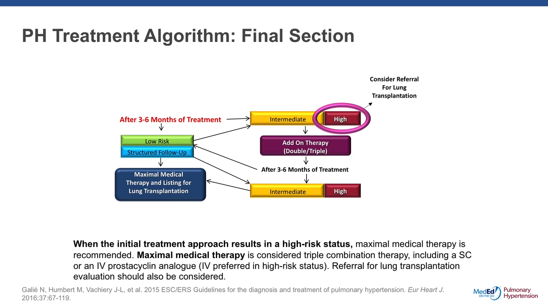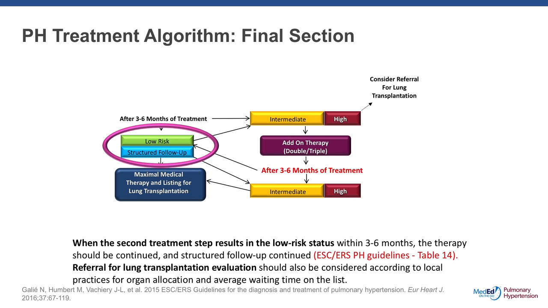So let's say you've done your first assessment after 3 to 6 months, you've escalated therapy if needed, and it's time to reassess them another 3 to 6 months later after your second step. So if you've escalated and they're now in low risk status, that's great. You want to keep them there. You don't want to change anything, but you want to continue the structured follow-up.